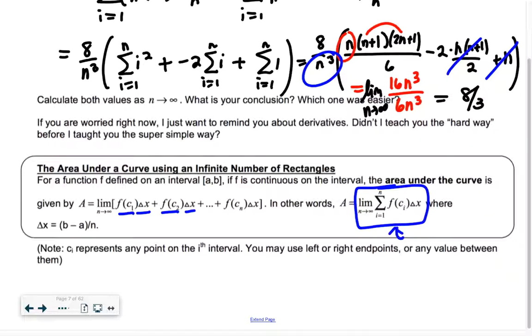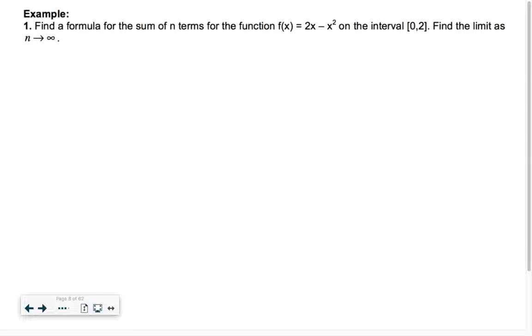You do not need to write it like this ever. I'm fine if you just know what your right-hand endpoint is and plug it into the function. Okay? All right, so let's do this next one. Find a formula for the sum of n terms for the function. Find the limit as n goes to infinity.